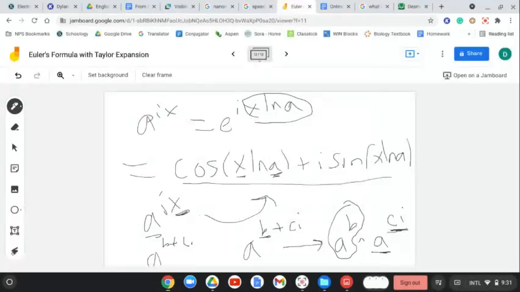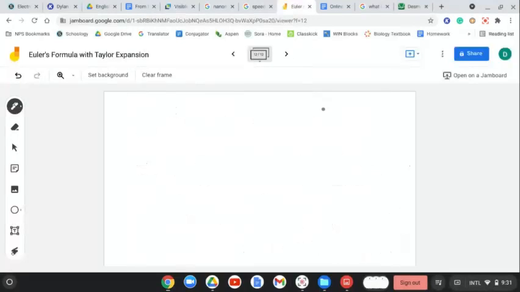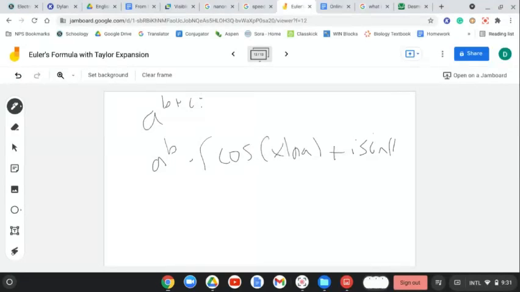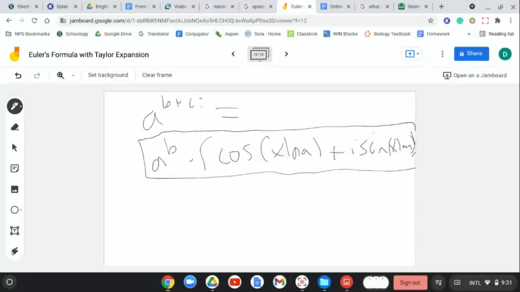And I'm going to write it. So a to the b plus ci equals a to the b times a to the ci, which we proved is cosine of x ln a plus i sine x ln a. All right, so here is another formula you get from Euler's formula, and it expands our definition of exponentiation into the complex numbers. So that's another big takeaway from Euler's formula.